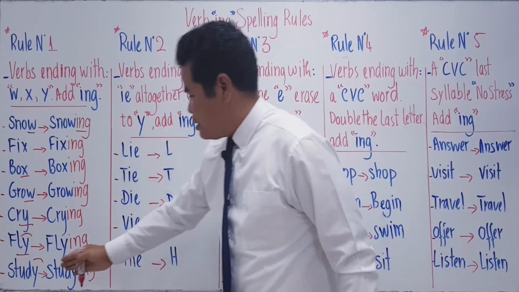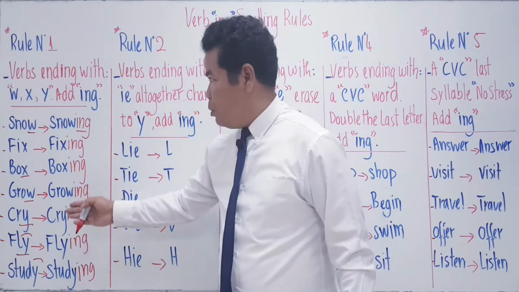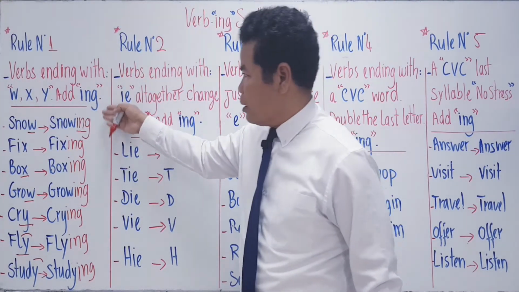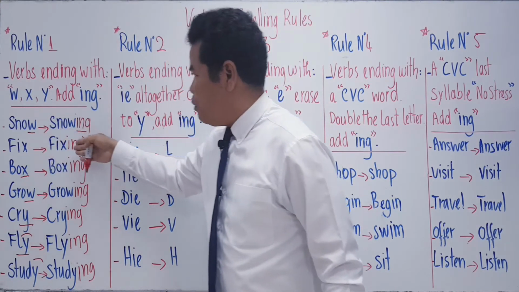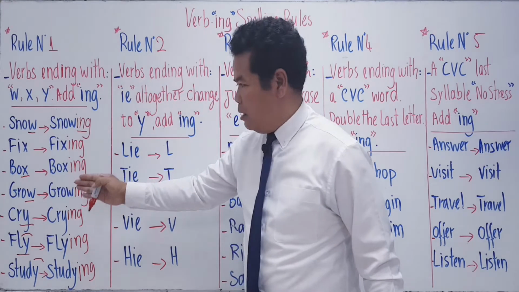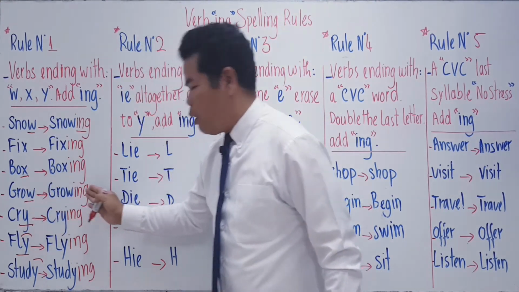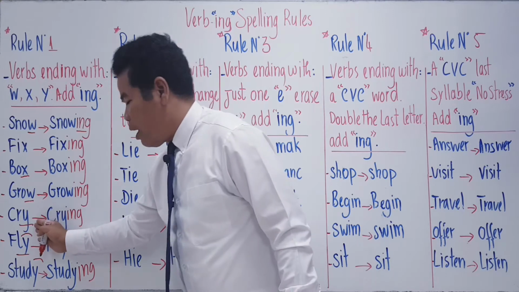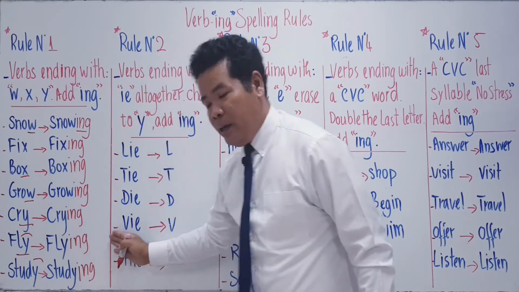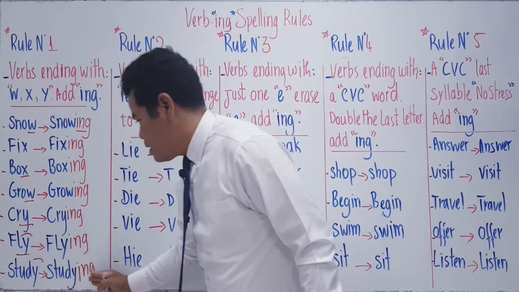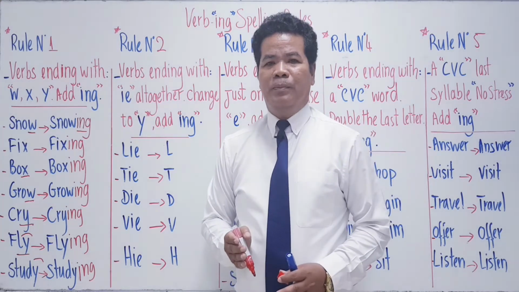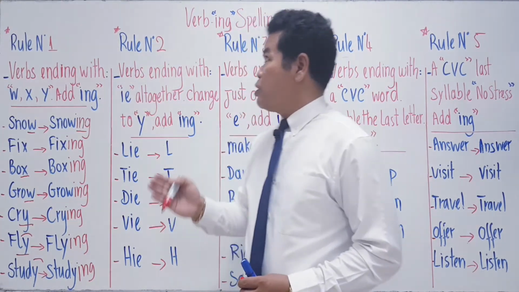We have studying. So, snow, snowing. Fix, fixing. Box, boxing. Grow, growing. Cry, crying. Fly, flying. Study, studying. This is rule number 1. Okay? Let's go to rule number 2.